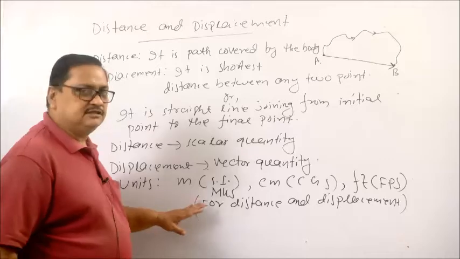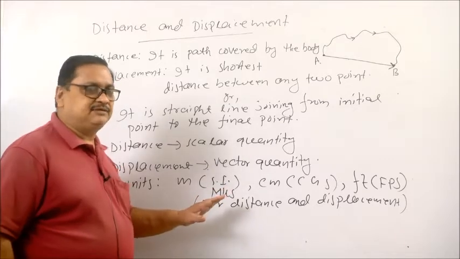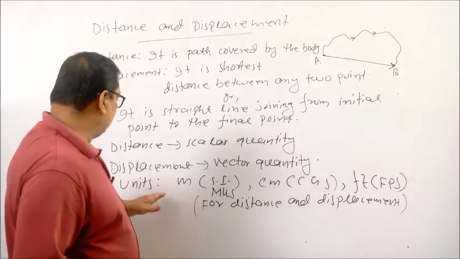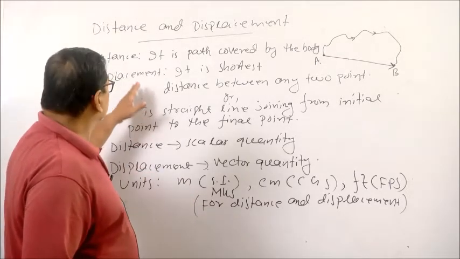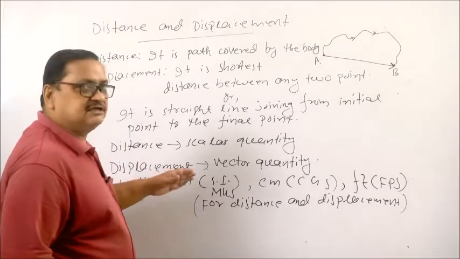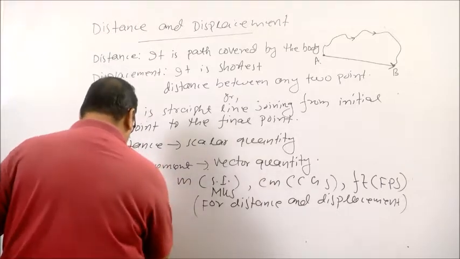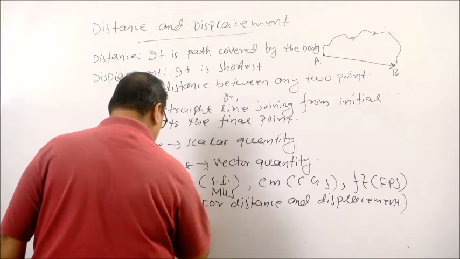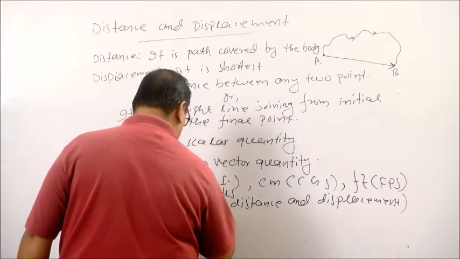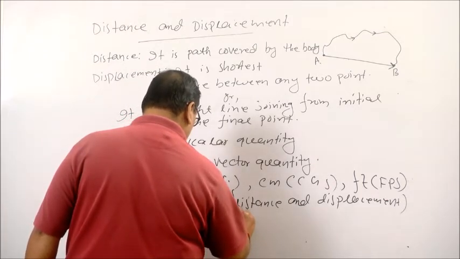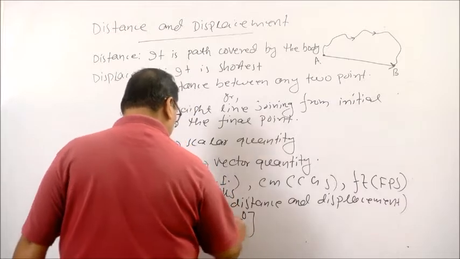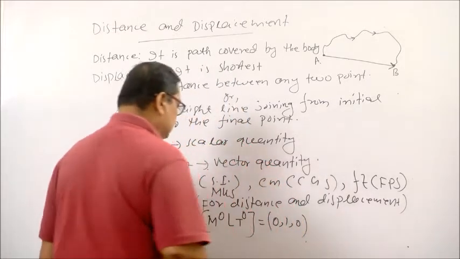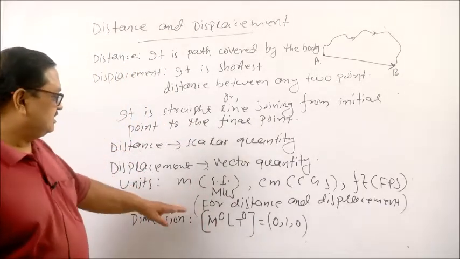Both have the same unit, and in the first chapter we discussed dimensions. So, what will be the dimension of distance and displacement? Since distance is related to length, and displacement is related to length, the dimension will be M^0 L^1 T^0, that is 0, 1, 0. This is the dimension of distance and displacement.